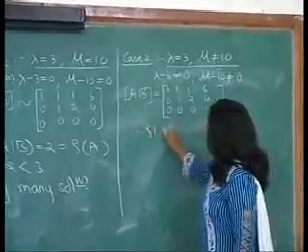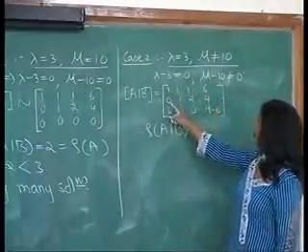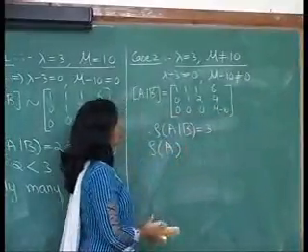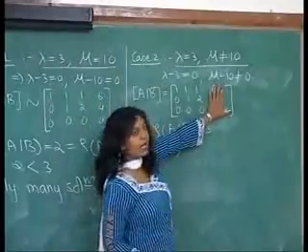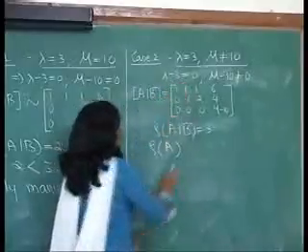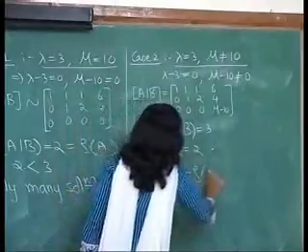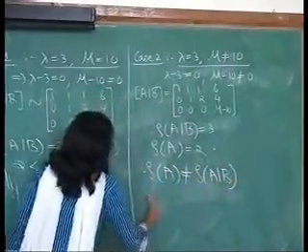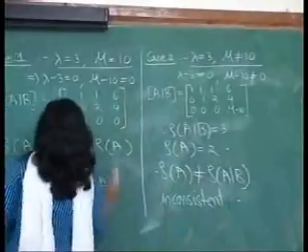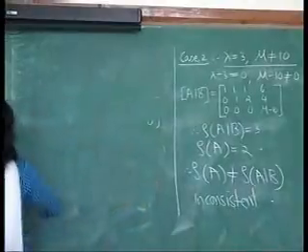So the rank of the augmented matrix is 3 because there are 3 non-zero rows. However, if I cover the last column, then in the rest of the matrix there are only 2 non-zero rows. So rank of A is 2. So in this case, the rank of A is not the same as the rank of the augmented matrix, and that means the system is inconsistent. And finally, it is also possible that lambda is not 3.